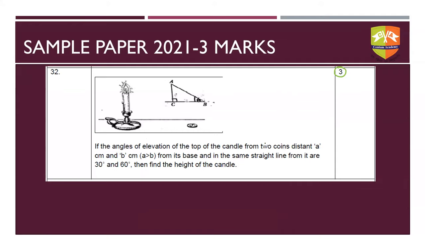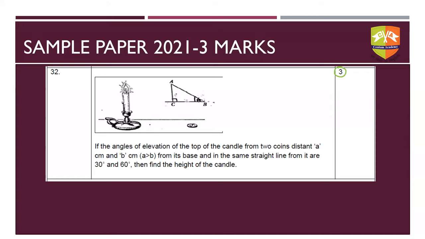2021 sample paper, 3 marker problem. What is the question? If the angles of elevation of the top of the candle from two points distant A cm and B cm, and A is greater than B, from its base and in the same straight line from it are 30 degrees and 60 degrees, then find the height of the candle. I hope you understood the question.